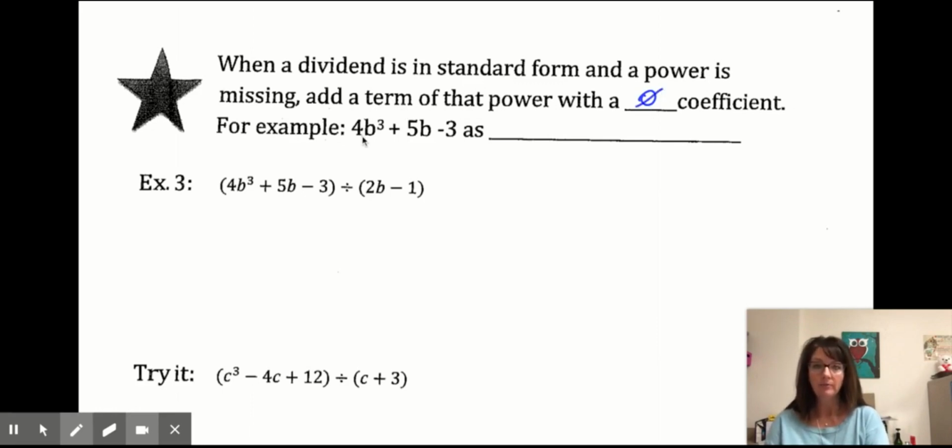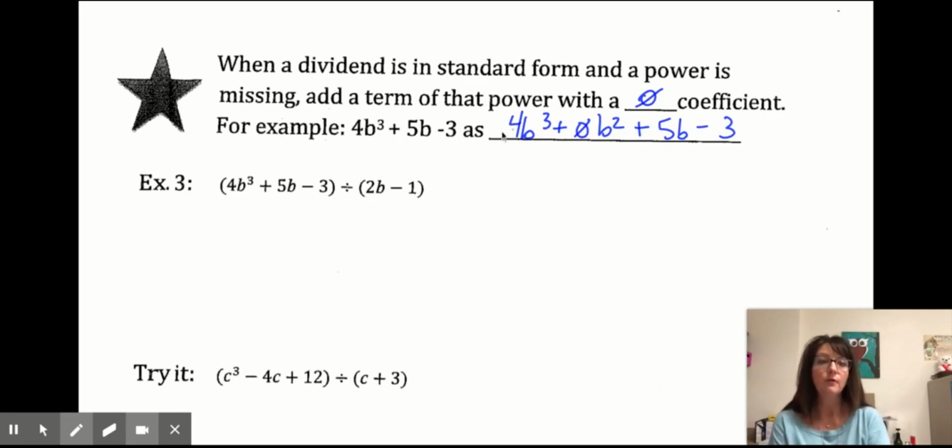For example, remember we talk about standard form descending order of the variable? We have cubed going straight to b to the first power. We're missing b squared. So we want to rewrite this as b cubed plus 0b squared plus 5b minus 3. So you just add it in so that you go all the way, 3, 2, 1, all the way down.